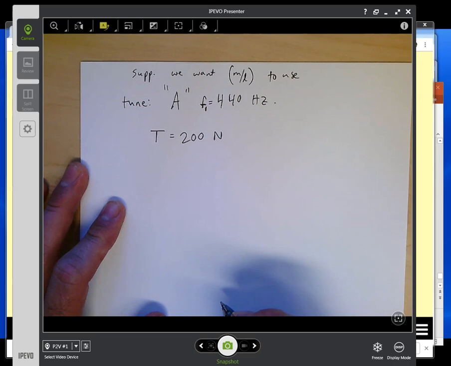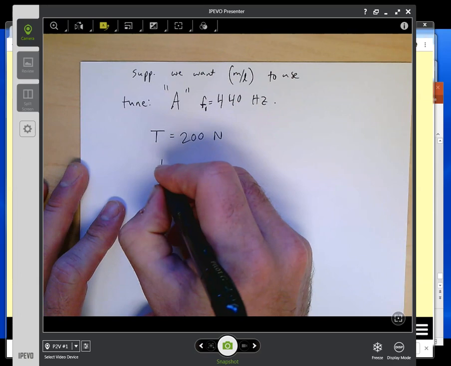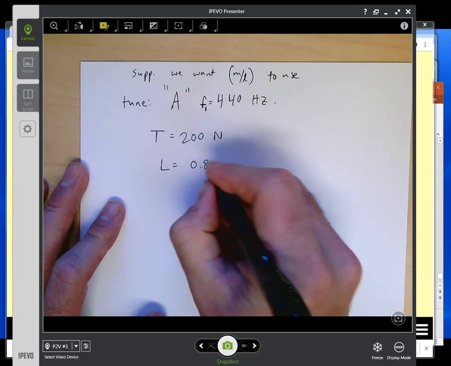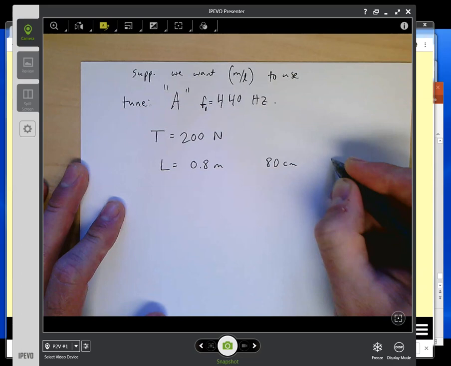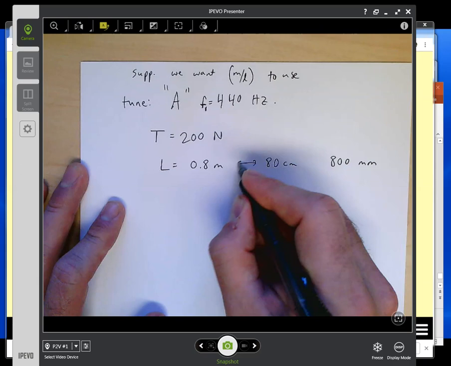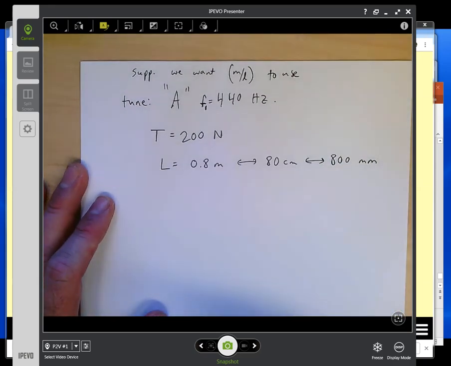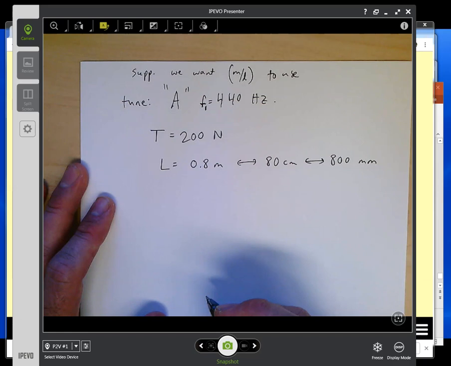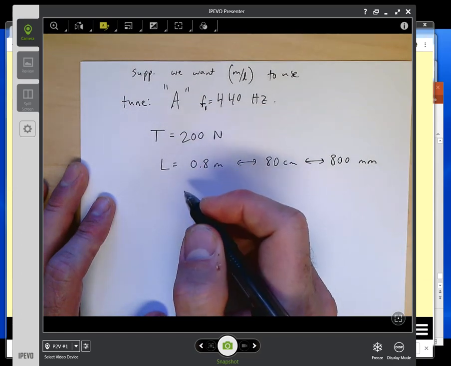And the question is, let's just say that the length of our guitar is 0.8 meters, or that could be 80 centimeters, or it could be 800 millimeters. All those things are the same thing. So I want you to also just make sure that you can remember how to do those kinds of conversions. And so if I want the tension to be 200 newtons, what kind of mass per length do I need?